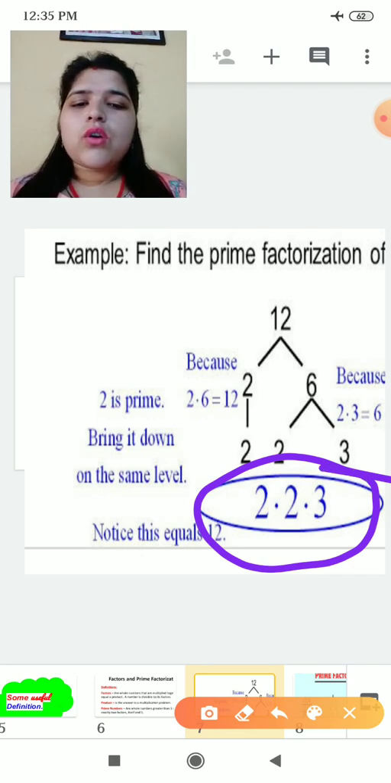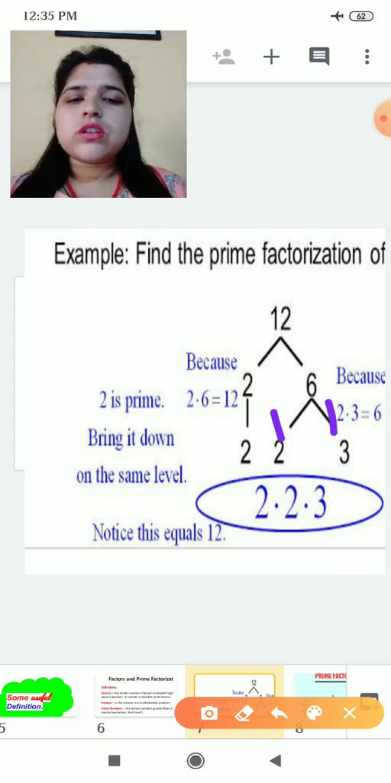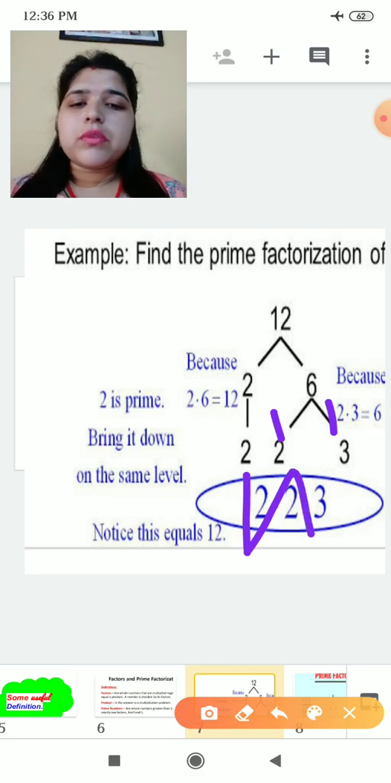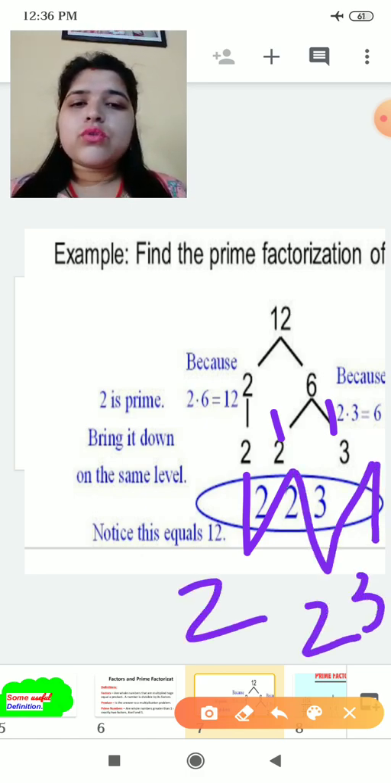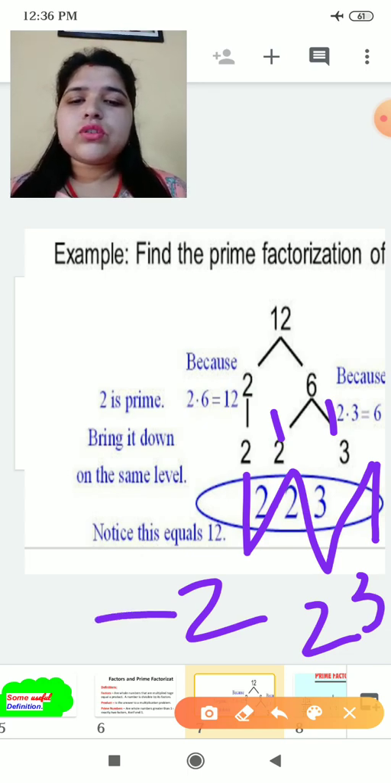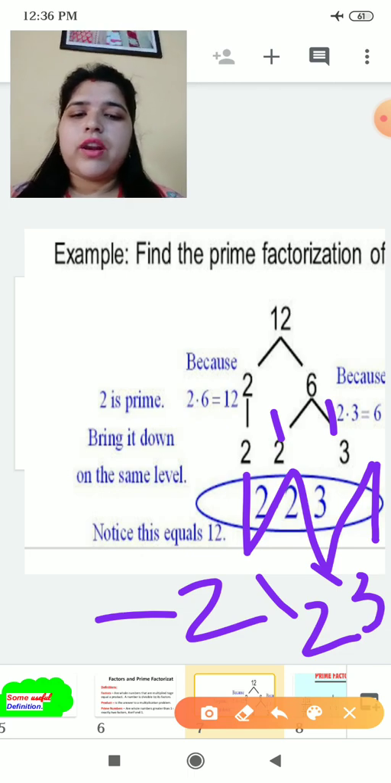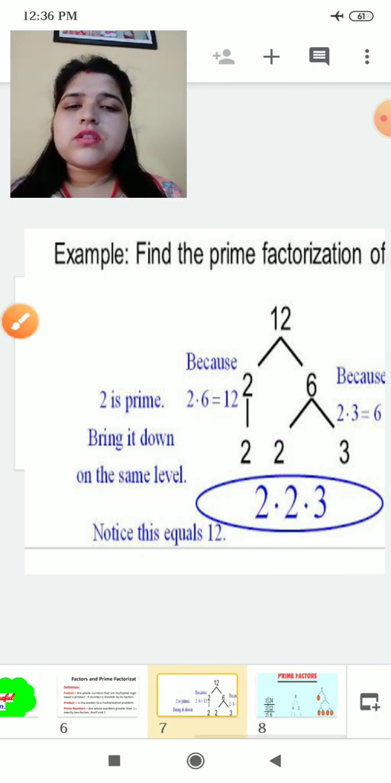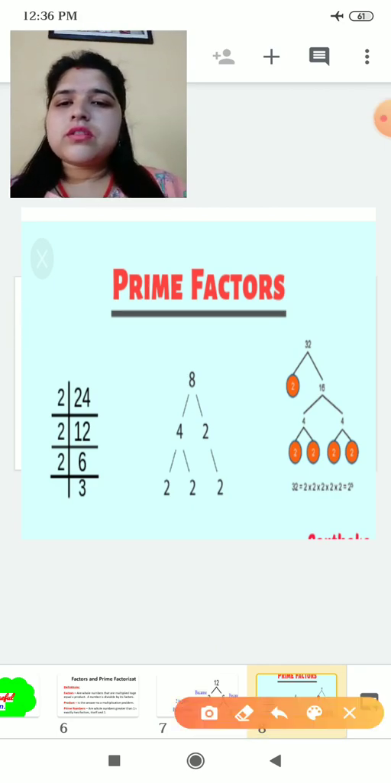So what is happening here? This is 2, this is 3, and 2 times 3 is 6. Now at the last we will write all the three numbers: this 2, this 2 and this 3. So the prime factorization of 12 is the product of its factors. The factors are 2, 2 and 3, and the product of them is the number 12. This is the prime factorization method.